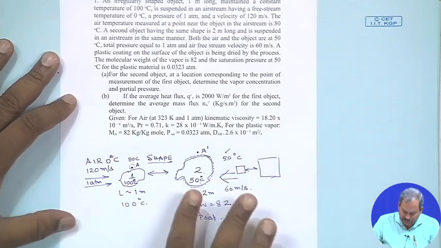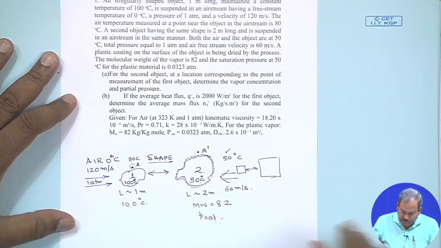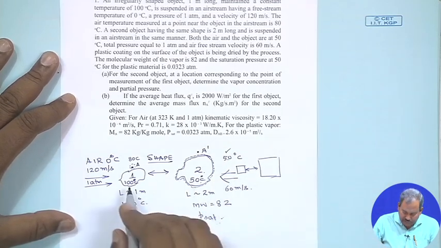I think you have understood the problem. Now, I am going to go and solve for it. So, object 1 and 2.